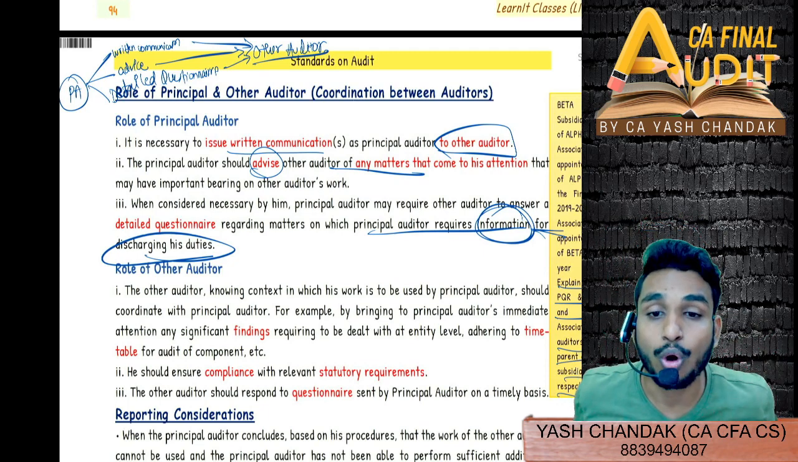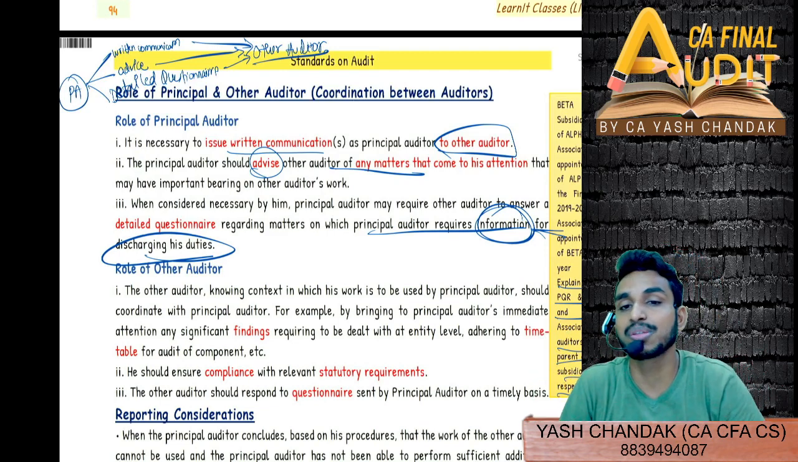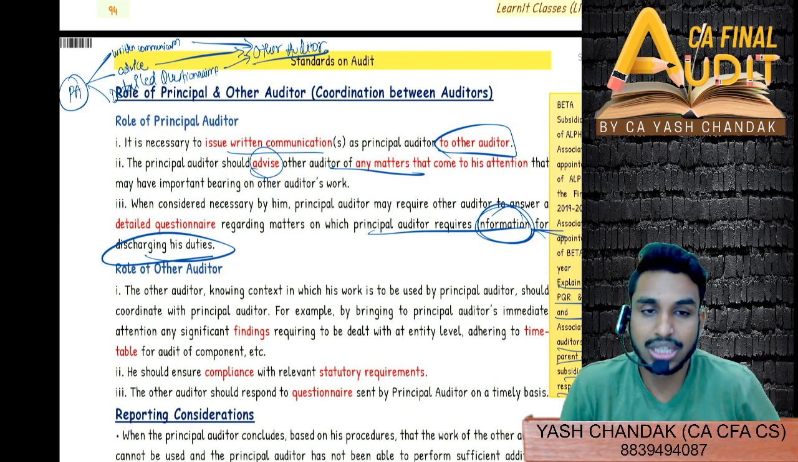Compliance with all the written communications that he has received, all the advice that he has received from the principal auditor, and all the detailed questionnaires that he has received, he should also reply back to the same. These all will be what?